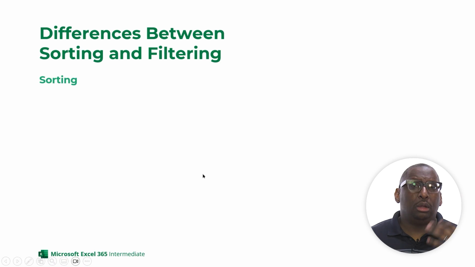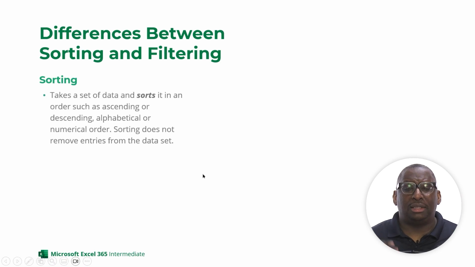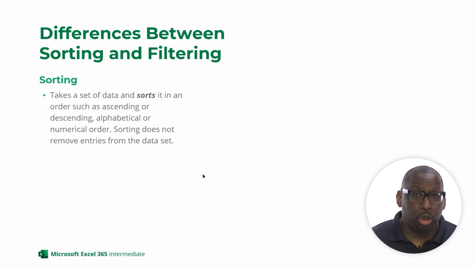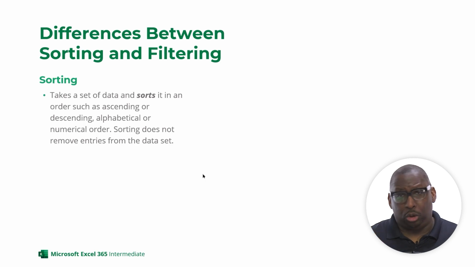So first of all, when we talk about sorting, we're talking about taking a set of data and sorting it in a specific order or grouping like values together. Most of the time when we're thinking about sorting, we're thinking about putting it in order, right? Alphabetical order, numerical order, chronological order, in ascending or descending fashion.